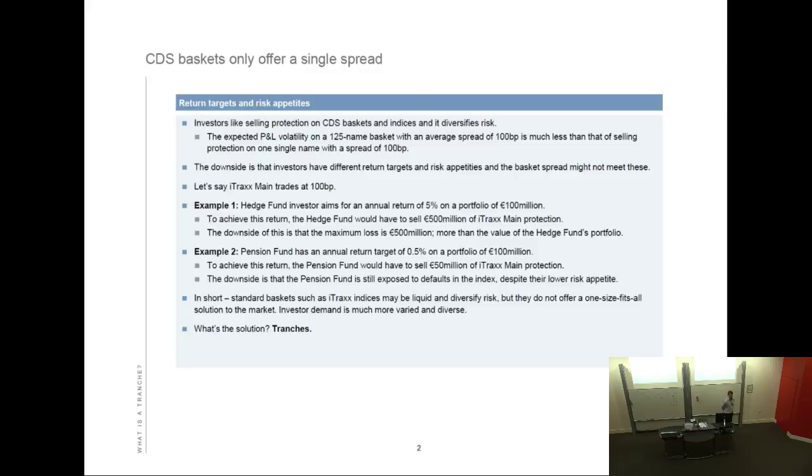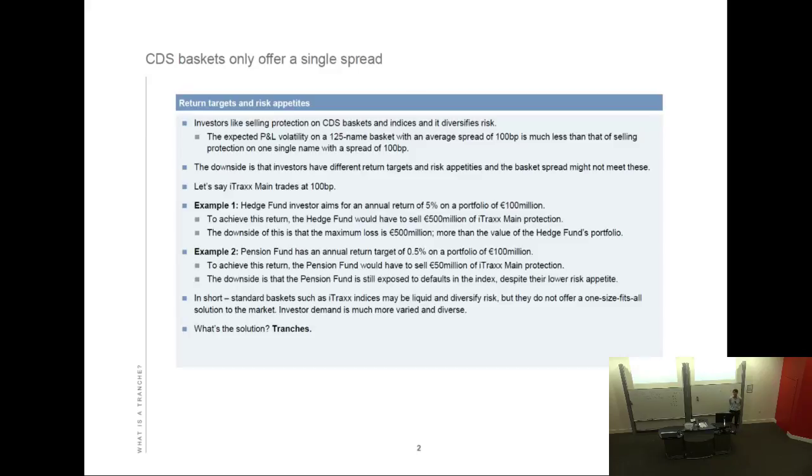Okay, but if you've now created an index basket, you still in a way only have one risk-reward exposure at your disposal. So imagine iTraxx Main trades at 100 basis points. Okay? And imagine you're a hedge fund investor who has been told, we expect you to make an annual return of 5%, and here's $100 million to invest. Then you, of course, can't just go out and sell protection on iTraxx Main, because you would only get 1% every year.